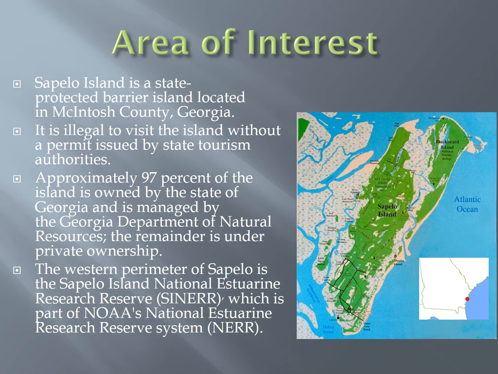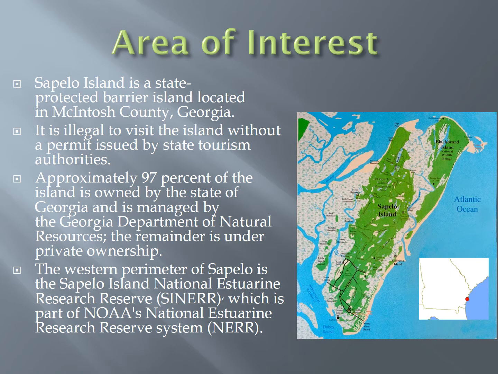So let's talk about the area of interest. We already talked about Sapelo Island. This is the area of interest. Sapelo Island is in McIntosh County, Georgia. You can see in Georgia the red dot and the blown up Sapelo Island entire map on the right. Sapelo Island, as explained earlier, is a barrier island located in McIntosh County, Georgia.